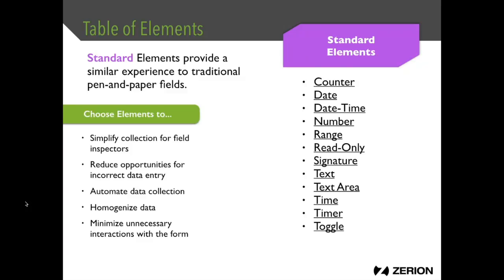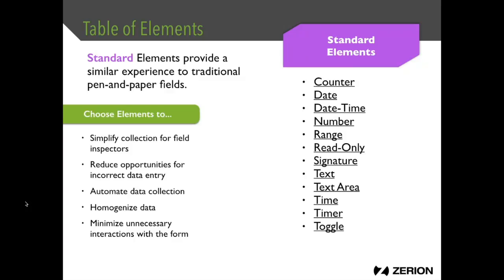You want to choose an element to be able to automate that data collection. The element that comes to mind for this one is going to be our location element, which captures your GPS coordinates. Instead of having someone manually type in a latitude and longitude, they're able to use that element to collect that data automatically.